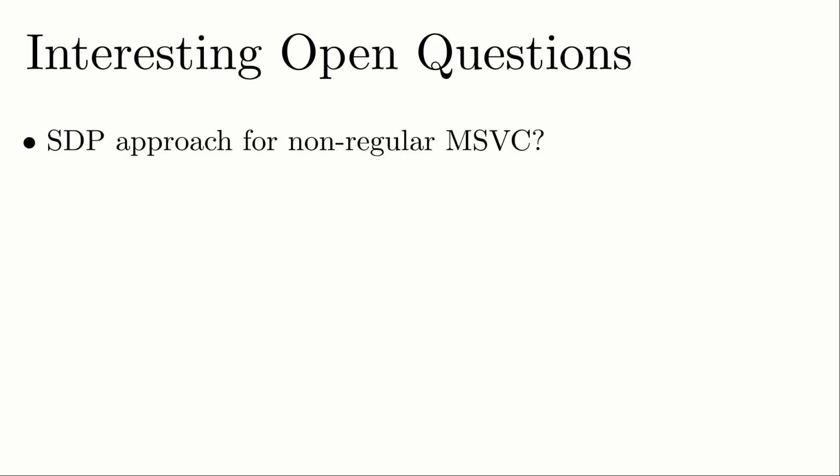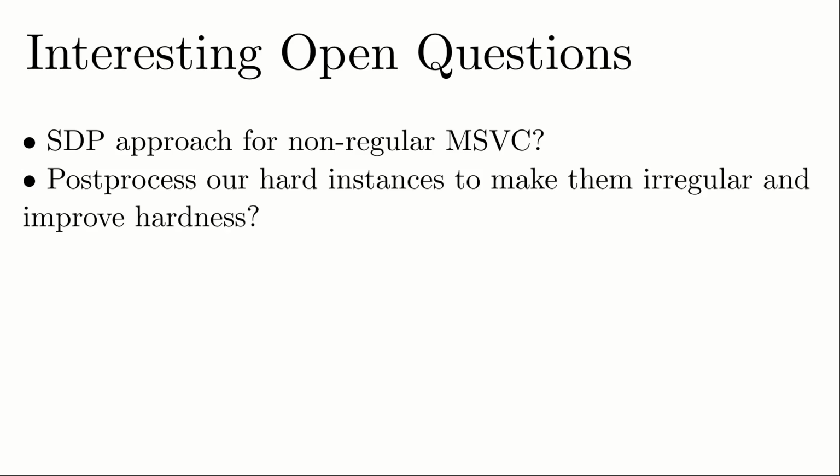In particular, one of the open questions I have is whether we can actually use the semidefinite programming approach for non-regular minimum sum vertex cover. I think this would be a very interesting avenue to explore. And also a good question is to see if we can post-process our hard instances output by the reduction and maybe make them irregular, and hopefully this will improve hardness, because I do believe that it's possible that minimum sum vertex cover is actually harder on non-regular instances. With this, I would like to conclude my talk.